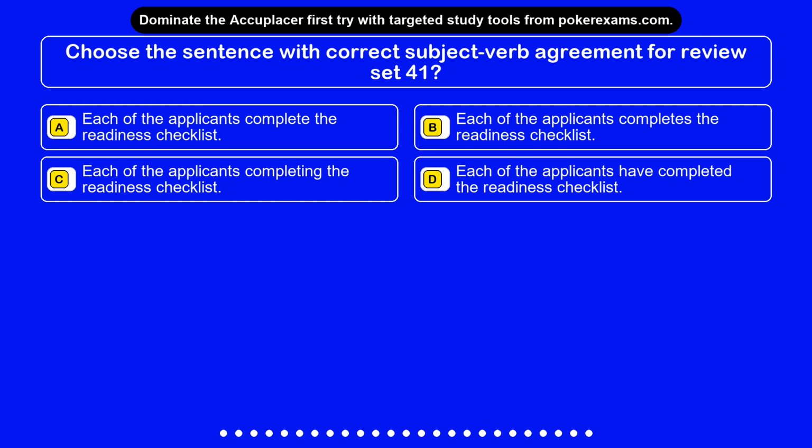Question 18. Choose the sentence with correct subject-verb agreement for review set 41. Option A. Each of the applicants complete the readiness checklist. Option B. Each of the applicants completes the readiness checklist. Option C. Each of the applicants completing the readiness checklist. Option D. Each of the applicants have completed the readiness checklist.